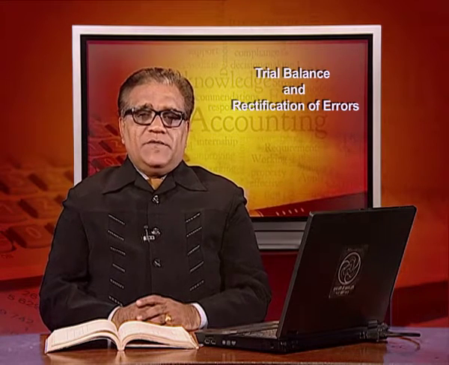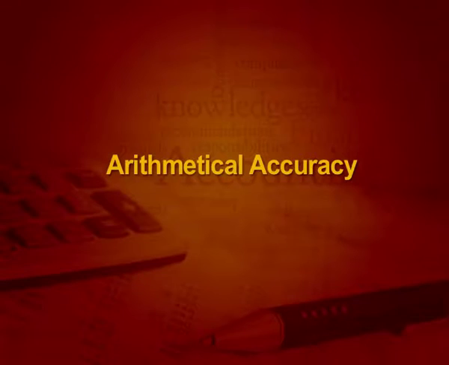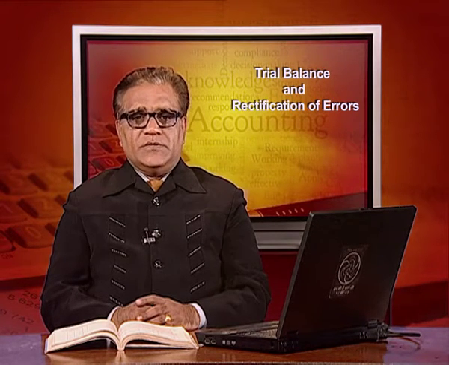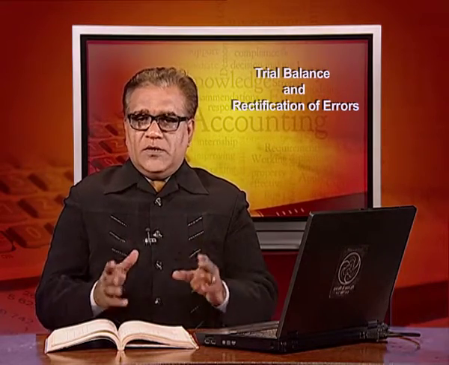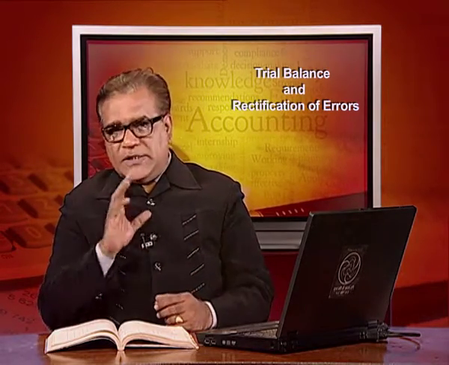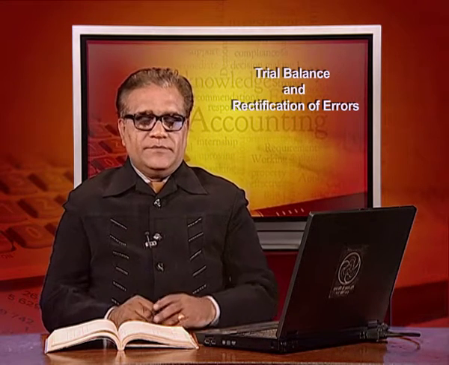Now coming to the first point, that is arithmetical accuracy. Here we would like to mention one thing, that tallying of trial balance is not a proof of accuracy of the accounts. It just tells you that accounts are arithmetically correct, which means all debits have equal credits and we have posted all the debits and all the credits equally.